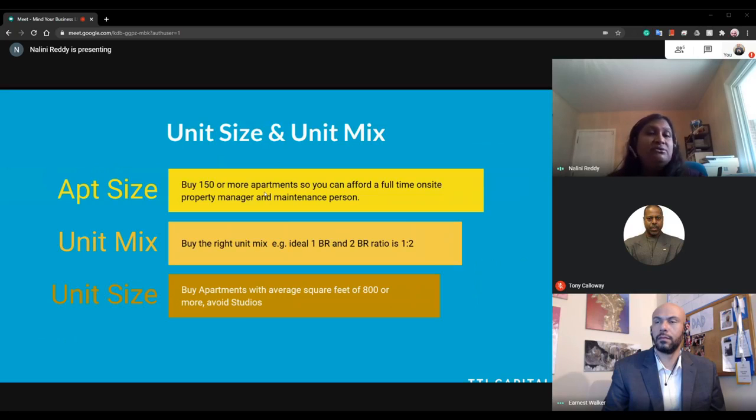And then obviously the unit size also matters. We try to have slightly larger units because again, goes back to the tenant base that we are targeting, right? Like the young professionals, the young couples, and young families with kids. We want to make sure that we have those larger square footage because that's what they're demanding.